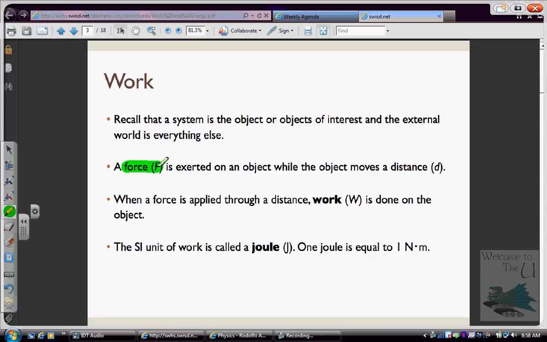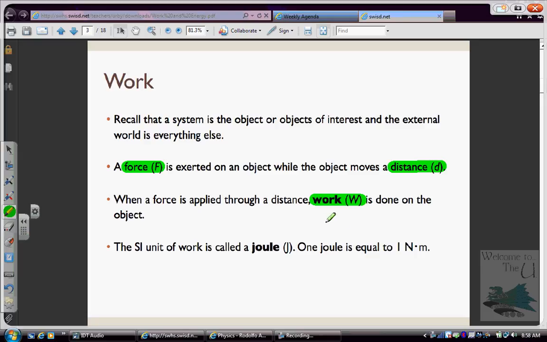Okay, it's going to be important also that we identify the variables that are responsible for creating work. So force is one of those variables. Remember, force is measured in newtons. And we're going to look at how that force is applied over a certain distance. And that's going to be a variable d that you'll see in the equation here in just a little bit. And work is going to be the new thing we're talking about. Will be shown with a capital W in the equation.